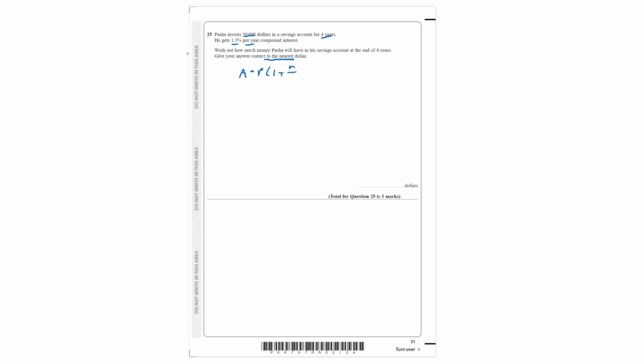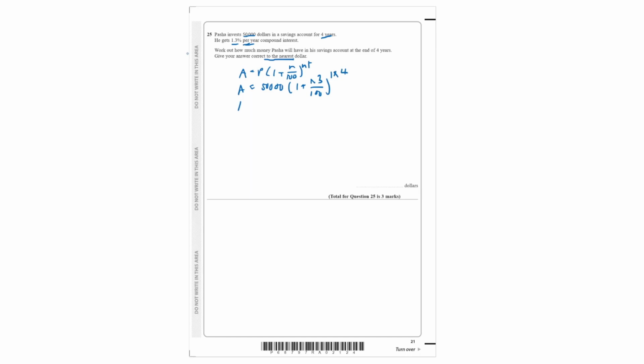plus R over 100 to the power of NT. A is the total amount. P is the principal amount, or the initial amount we invest. Pasha invests 50,000 into 1 plus R, the interest rate, which he gets 1.3% over 100. And N is the number of times he invests per year. It says here only invests once per year. And T is the number of years, which is 4 years.